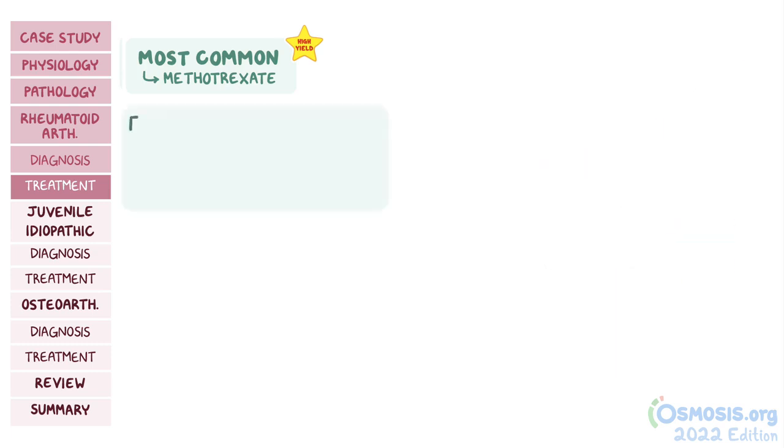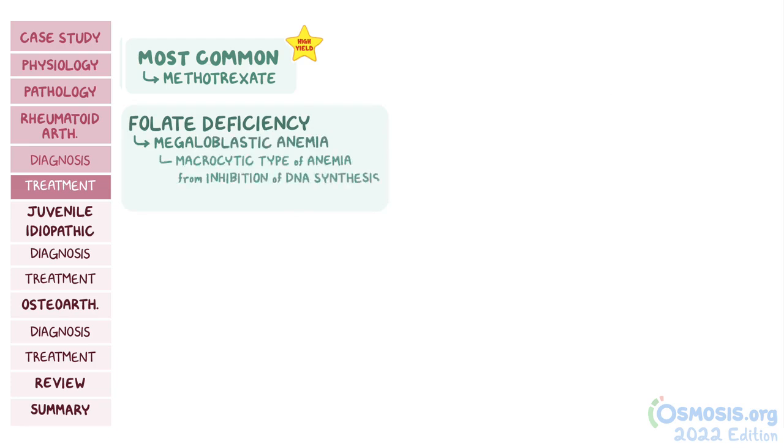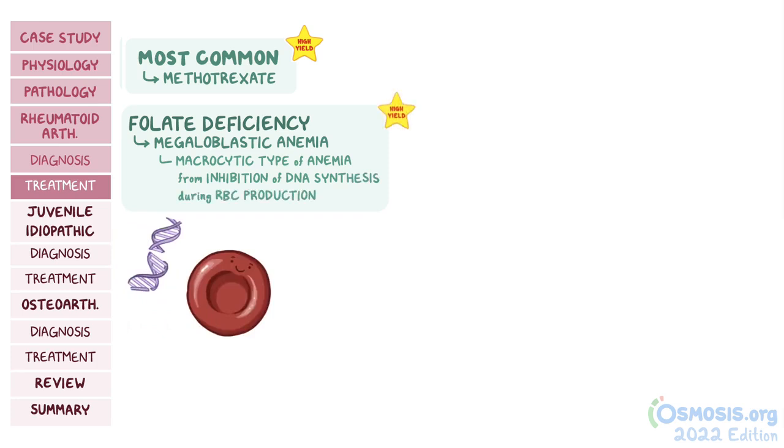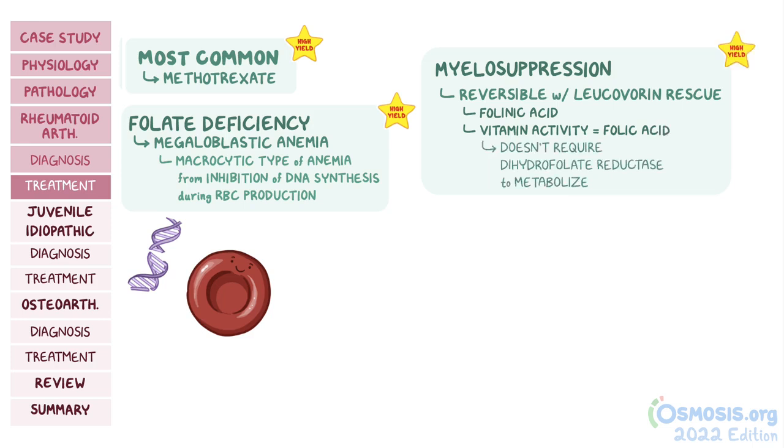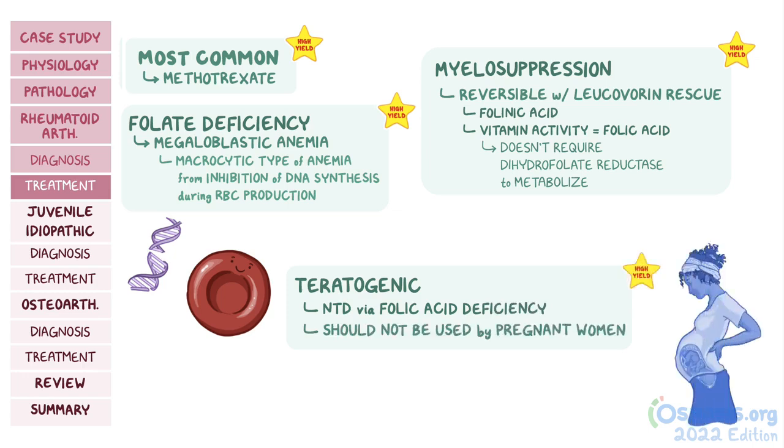Now, methotrexate can also lead to folate deficiency, which can cause megaloblastic anemia, a macrocytic type of anemia that results from inhibition of DNA synthesis during red blood cell production. Another common side effect is myelosuppression, which is reversible with leucovorin rescue. This is because leucovorin, also called folinic acid, has vitamin activity equivalent to that of folic acid, but doesn't require dihydrofolate reductase to be metabolized. And finally, methotrexate is teratogenic, causing neural tube defects via folic acid deficiency, which means it should not be used by pregnant women.